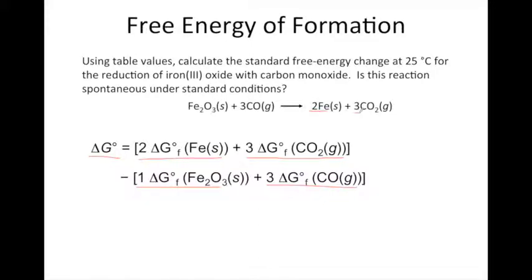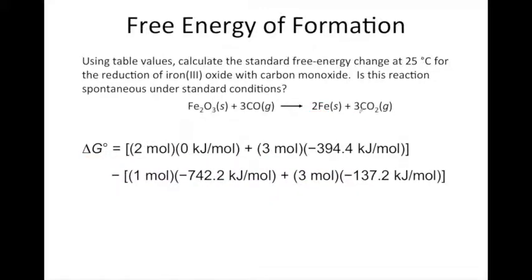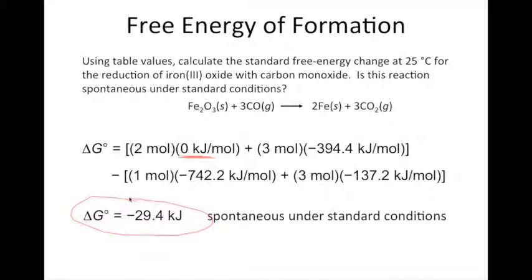So if we plug in the values from our table, we get this. Now iron, that's the elemental form of iron. So the delta G of formation for anything in its elemental form is 0. Plug in the rest of the values, we should be able to solve. And we get a change in free energy for this reaction under standard conditions of negative 29.4 kilojoules. That means that this reaction under standard conditions is spontaneous.